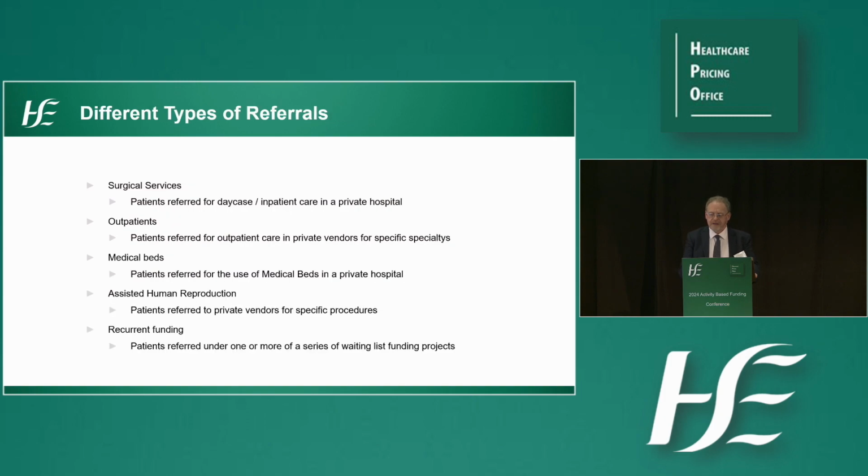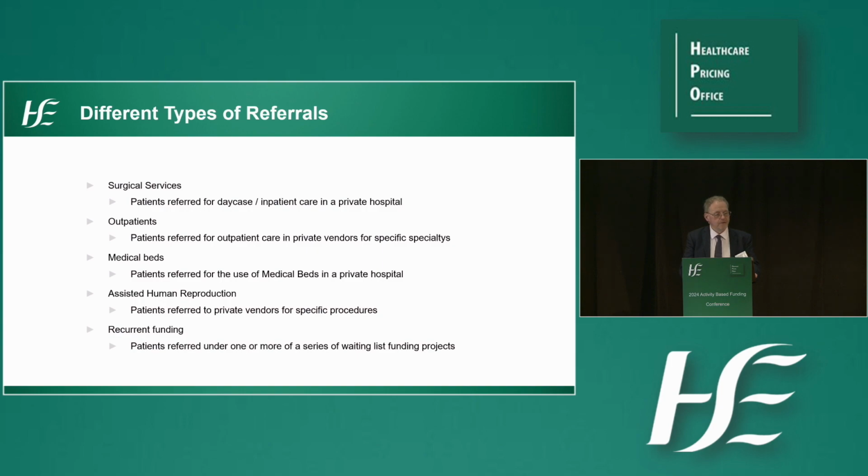So, just talking about the different types of referrals that we've got set up at the moment. We have surgical services. This is inpatient and day case services sent out to private hospitals primarily. It's typically all outsourcing. So you're talking about patients who have been on the waiting list for at least 6 months, and they're being sent out to a private hospital to have whatever they're on the waiting list for treated.